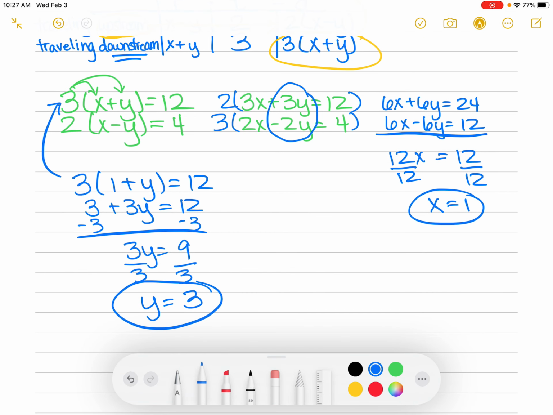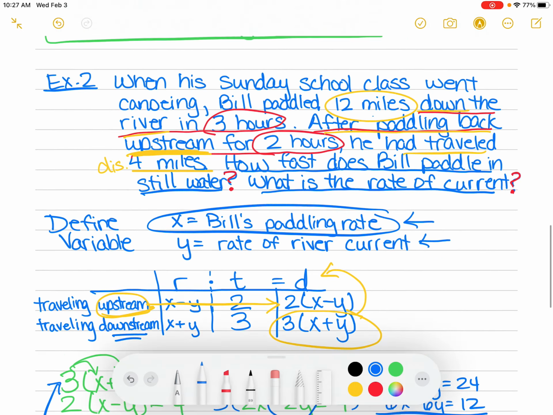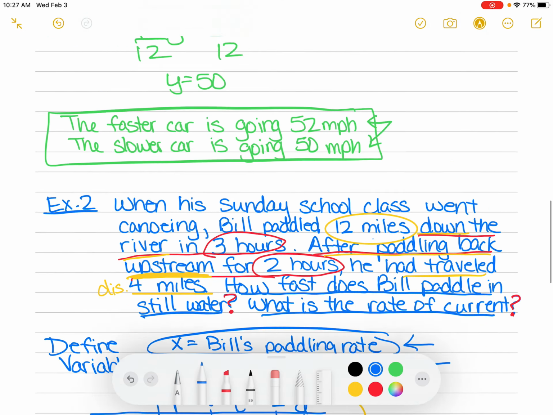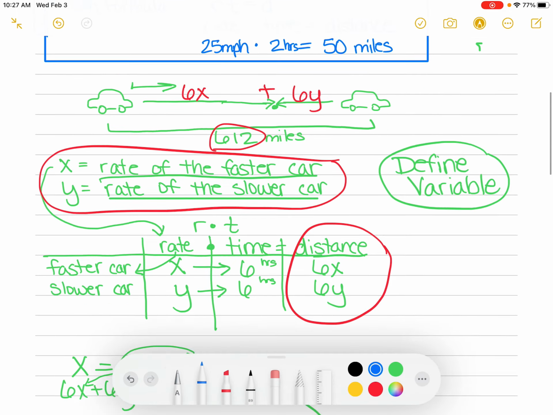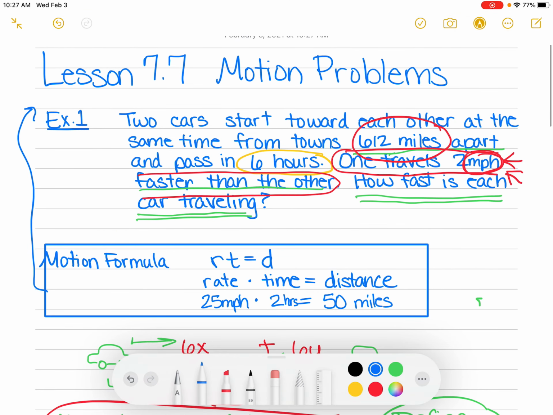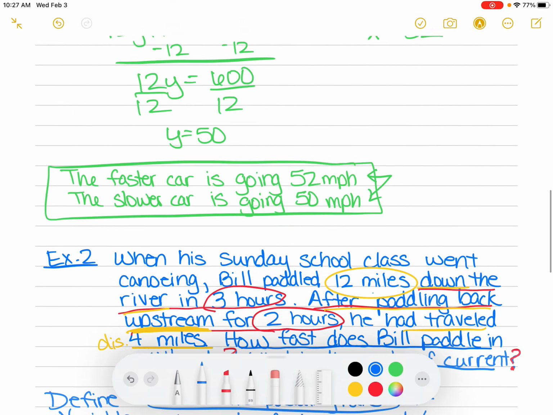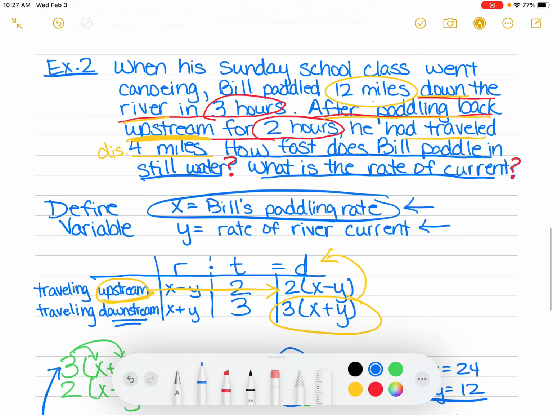Okay, so that is what you will be doing in your assignment today. Okay, so if you're doing a motion problem where two things are meeting, follow the example of 1. And if you are doing a motion problem where you have something like the wind at your back or a flow of a river, anything like that, then you're going to use the example 2. Okay, that's it for today.